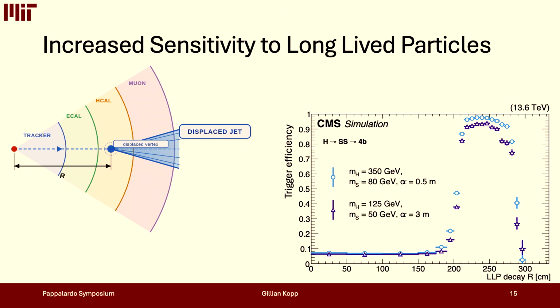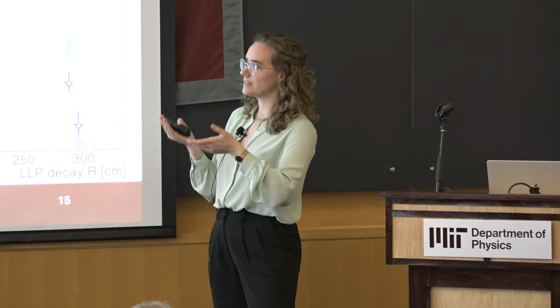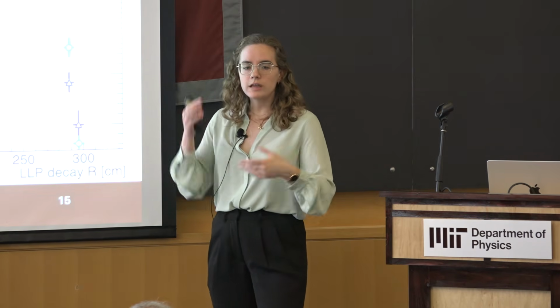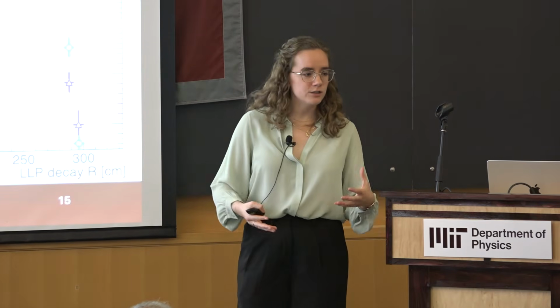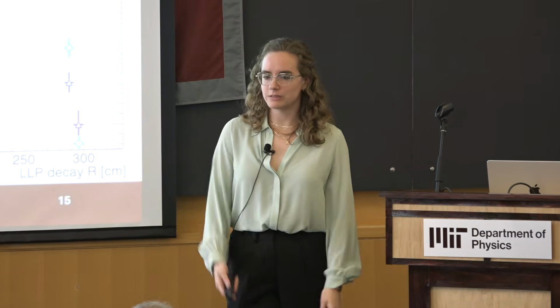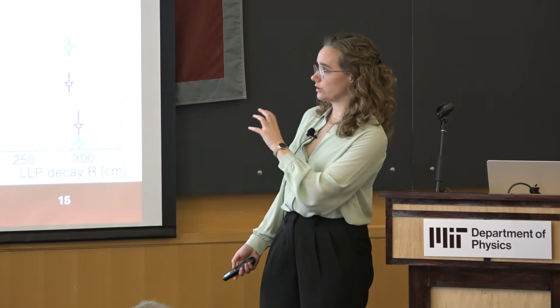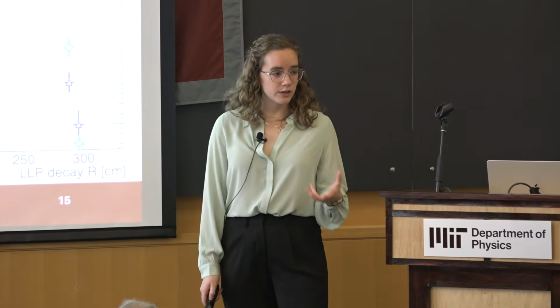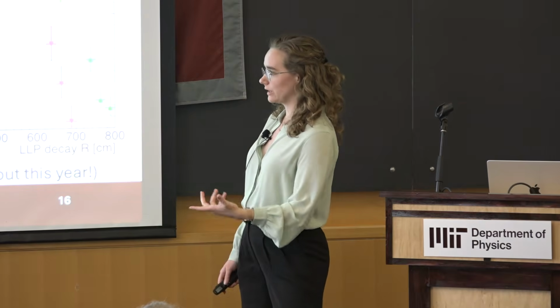And 2 and 3 meters corresponds exactly to the inner and outer radii of the HCal. So this is using information about the spatial granularity of energy deposits in order to give us access to this that we were not able to see before. And this actually is just one piece of our displaced jet trigger program. There are many other subdetectors that are used.